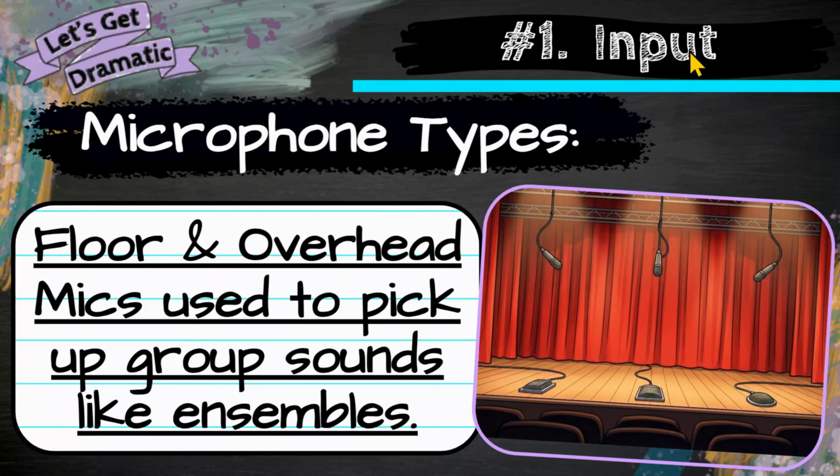More microphone types. Floor and overhead mics are used to pick up group sounds like ensembles. So if there's a lot of people that you want to pick up their sound, you don't have other types of microphones to give one to each person, which we generally wouldn't, because it would pick up too much ambient noise and would give us a lot of feedback, we use floor and overhead mics.